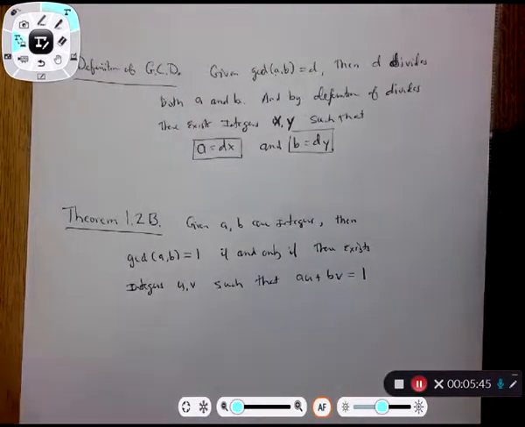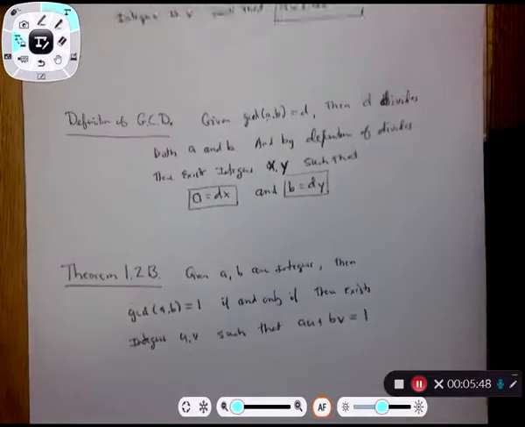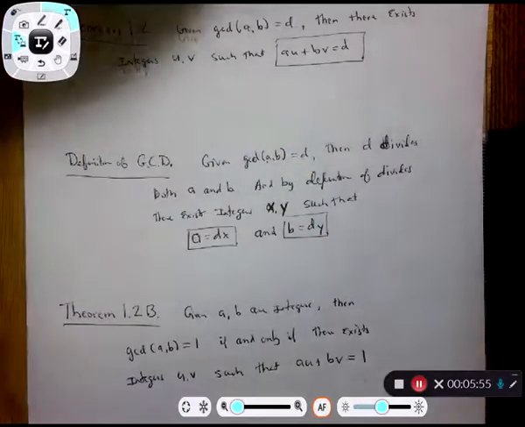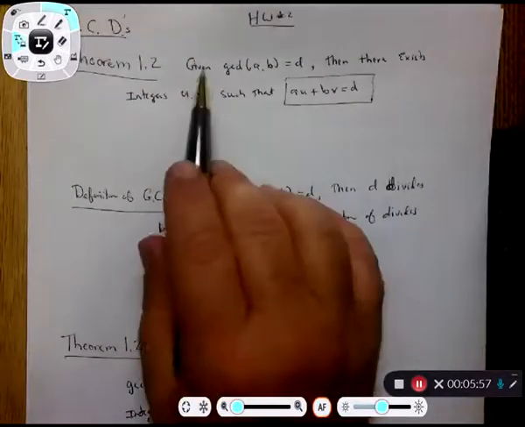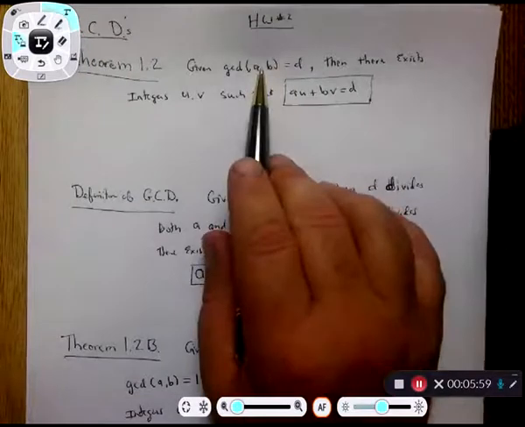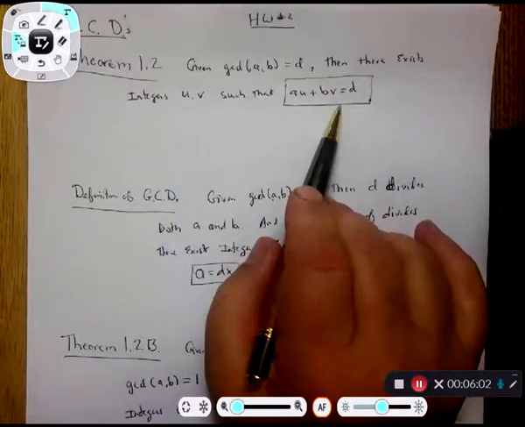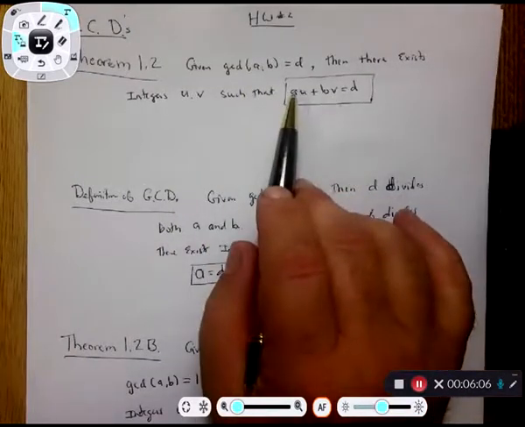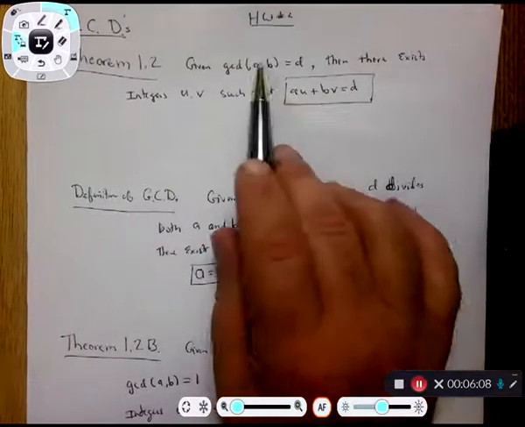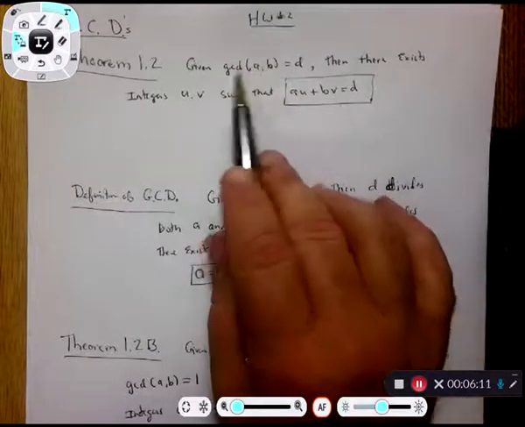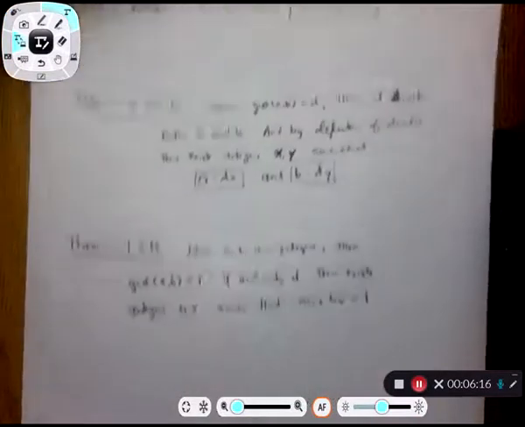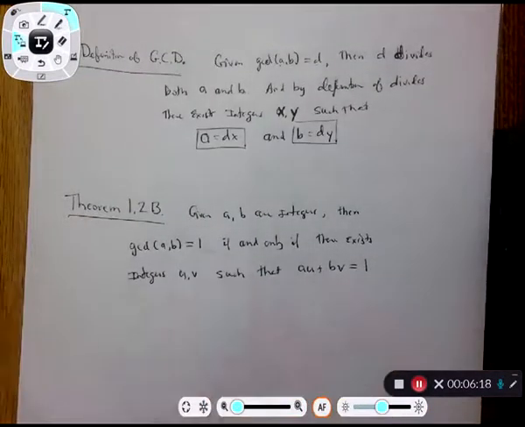Now, what's the difference between this theorem, 1.2b, and Theorem 1.2? Well, in Theorem 1.2, way up here, you've got to have a GCD, and that implies that you can get an equation out of it. Just because you've got an equation doesn't make the GCD of A and B equal to D. That's not how it works. This is a one-way implication. If you have the GCD equal to D, then you can write an equation out of it. Theorem 1.2b works both ways because they're relatively prime.